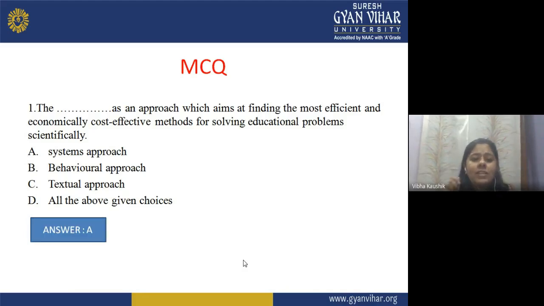What we are saying is that system approach is an approach which aims at finding the most efficient, meaning the best method which can be applied for solving educational problems, and it should be done scientifically, meaning all the educational problems will be solved in a systematic manner.